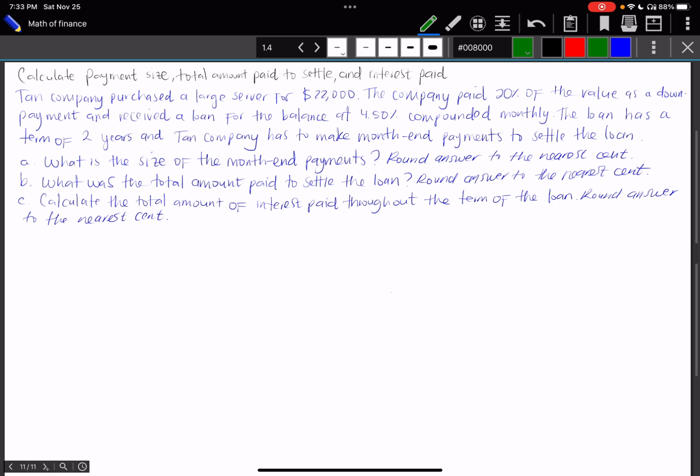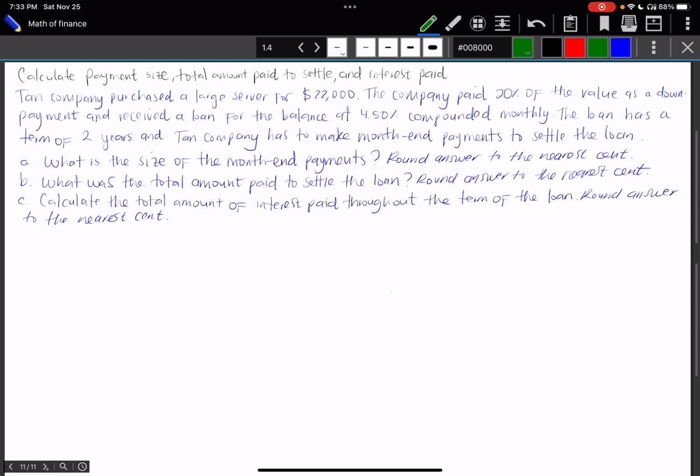We need to work with 3 parts. First, what is the size of the month-end payments? Second, what was the total amount paid to settle the loan? And third, we need to calculate the total amount of interest paid throughout the term of the loan. In all parts, we need to round the answer to the nearest cent.